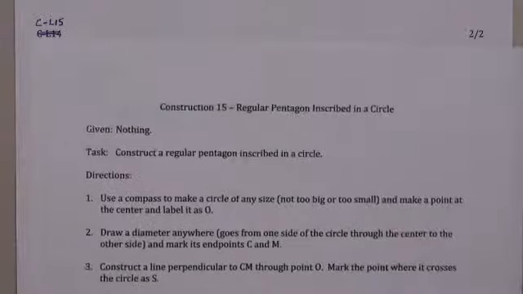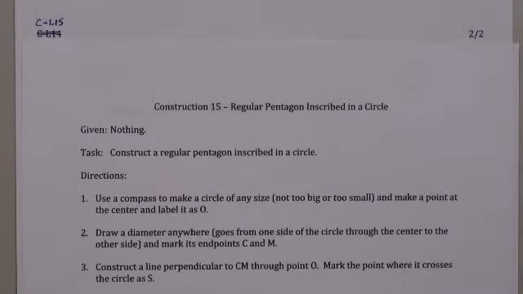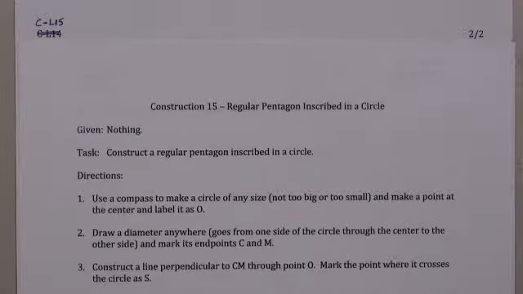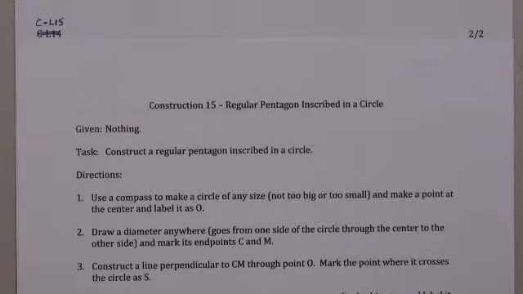Here's step 1. Use a compass to make a circle of any size. You don't want to make it too big or too small. Make a point at the center and label it as O. So I am going to move my page down a little bit. I'm going to be about at the middle of my page, and I'm going to put a dot. That's going to be the center of my circle, so I'm going to label it O.